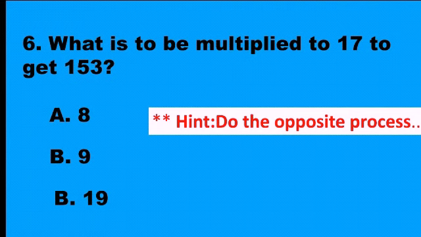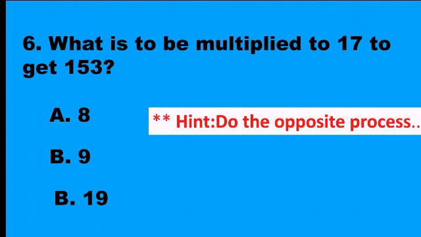Make the correction. And the hint is also given: do the opposite process. You know that addition's opposite operation is subtraction. The opposite operation of multiplication is division. So for this type of question you have to do the opposite process. That means I think you have understood.